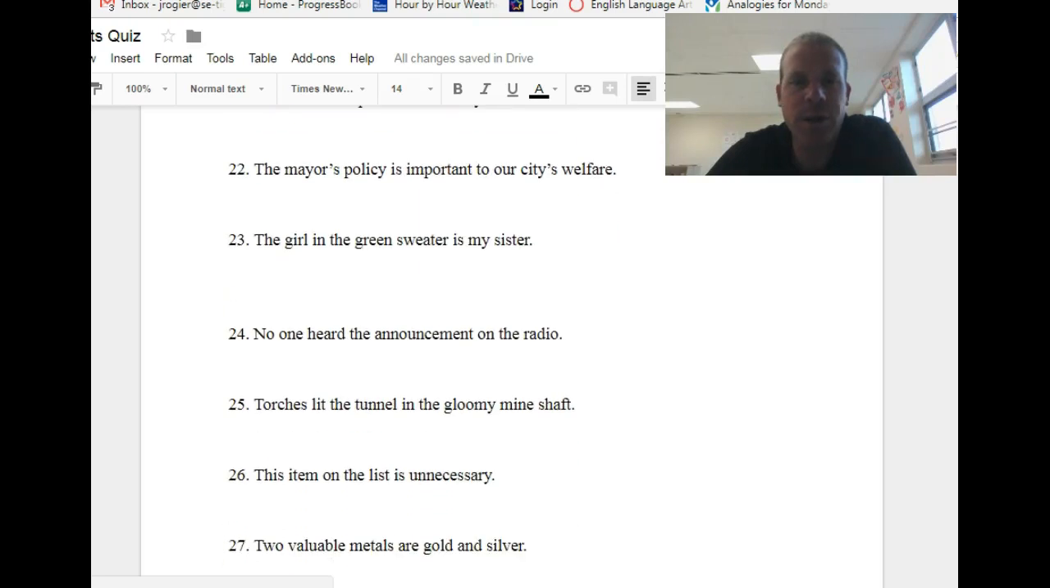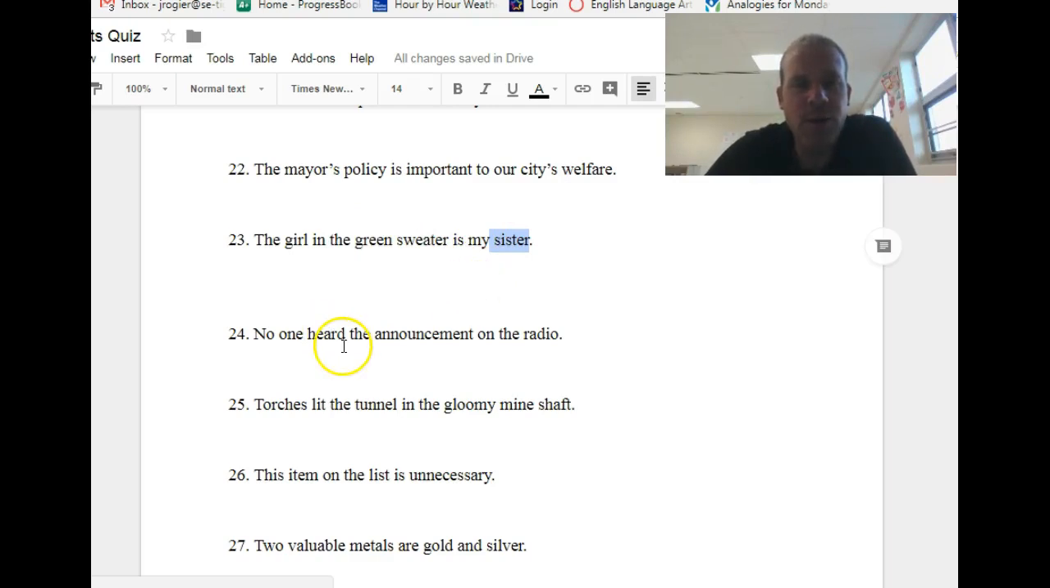The girl in the green sweater is my sister. Again, we have is. The sweater is, what is the, or I'm sorry, not the sweater is. The girl is. The girl is, what is the girl? Sister. So that's predicate nominative because it renames the girl. Girl equals sister. When you can say equals, it's predicate nominative.